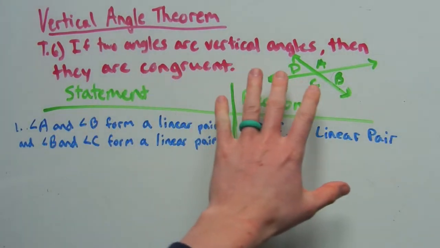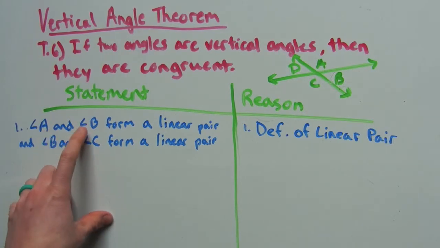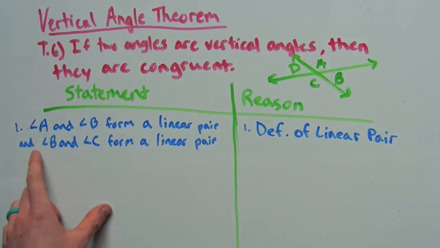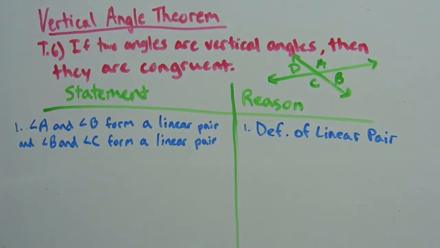Based on what is given, first we have that angle A and angle B form a linear pair. We also have that angle B and angle C form a linear pair, and that's by the definition of linear pair.